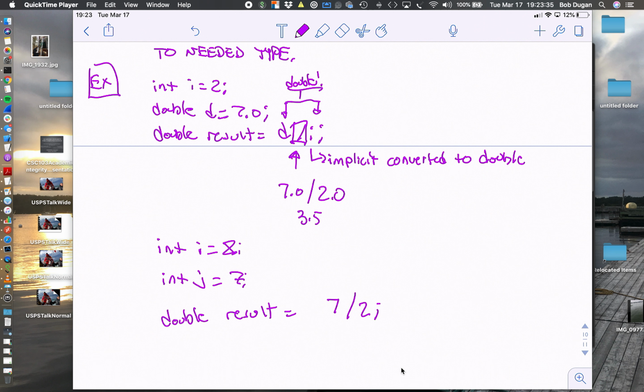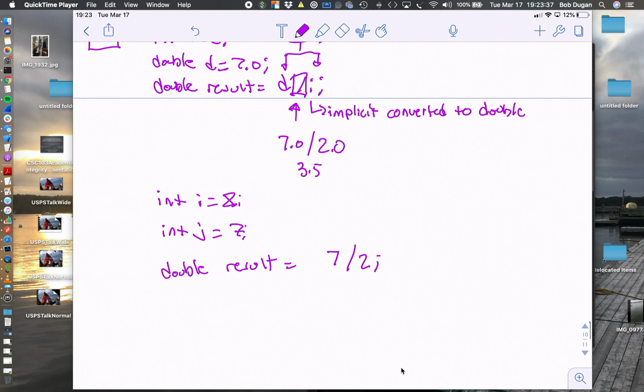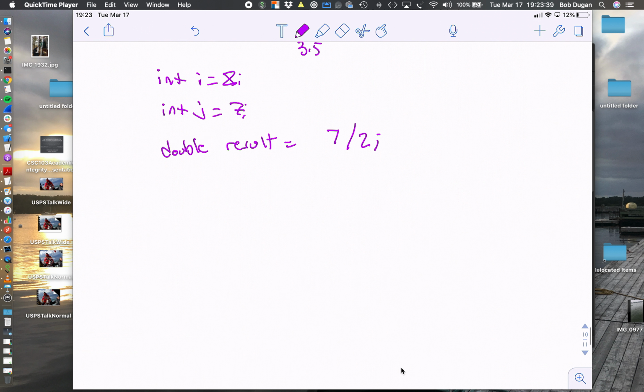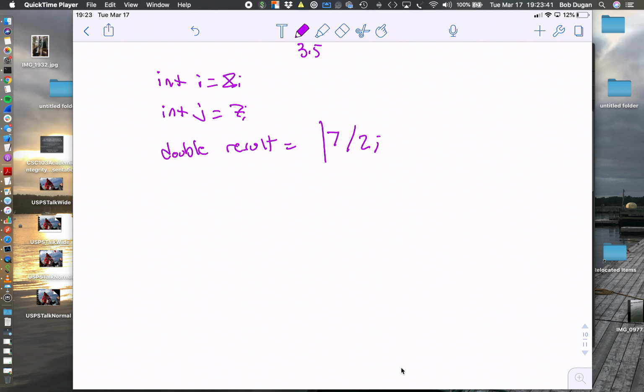So the answer is yes, there is. So here's how this happens. We take 7 divided by 2. This operator expects ints. All right, it expects that the operands are ints. Well, 7 is an int, and 2 is an int, so that's good. So the result of this expression, 7 divided by 2, is going to be 3.